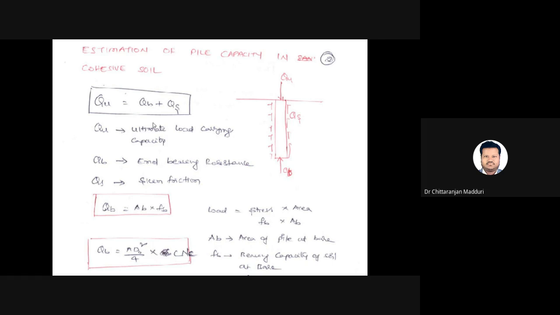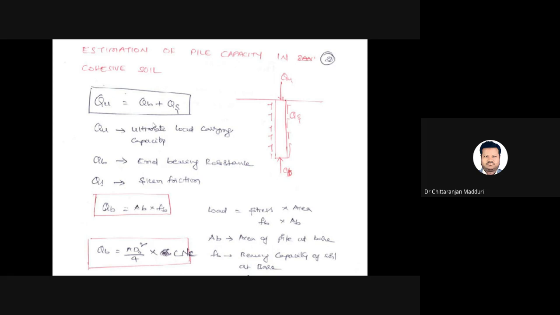Generally, for clayey soil, it is taken as 9. If it is not given in the problem, by default Nc is equal to 9 for clayey soil. c is the cohesion. It is half of the unconfined compressive strength. If unconfined compressive strength is given in the problem, cohesion equals half of the unconfined compressive strength. D is the diameter of the pile at the bottom. So pi d square by 4 gives the area of the pile at the bottom, and c Nc gives the bearing capacity of the soil at the base. So the first term is over.